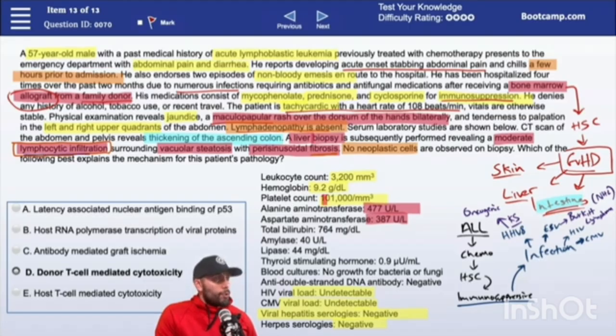Total bilirubin's also quite elevated, might explain some of the jaundice. The amylase and lipase are normal, right? So we're not thinking as much of a pancreatic process, potentially. Thyroid stimulating hormone in the reference range. Blood cultures, no growth for bacteria or fungi.